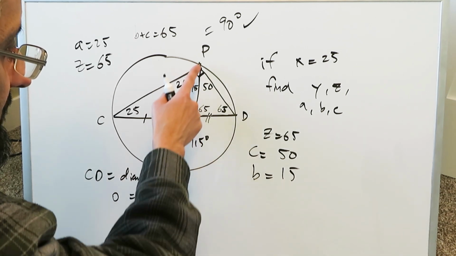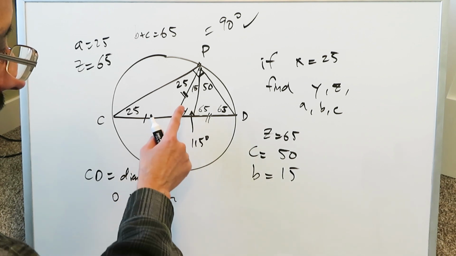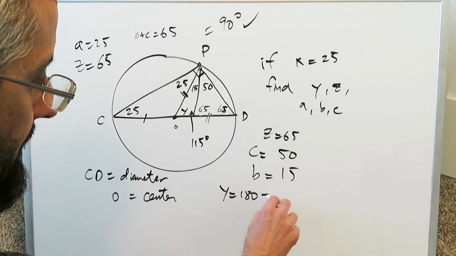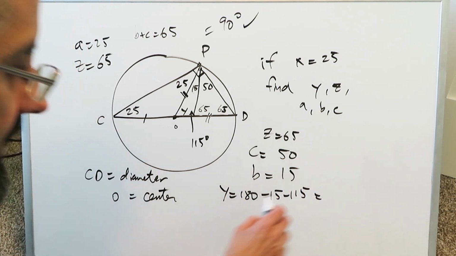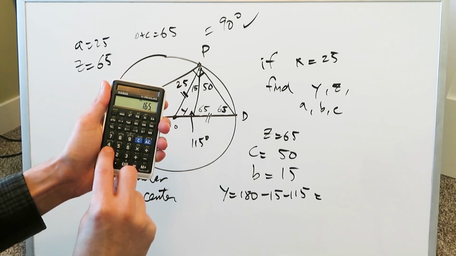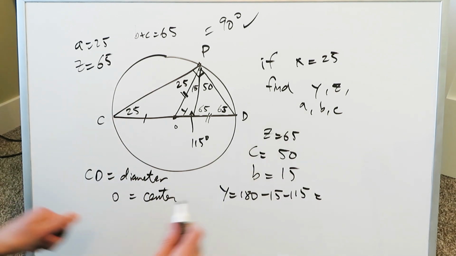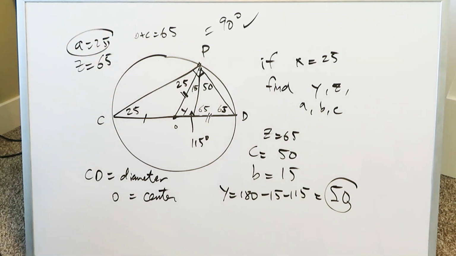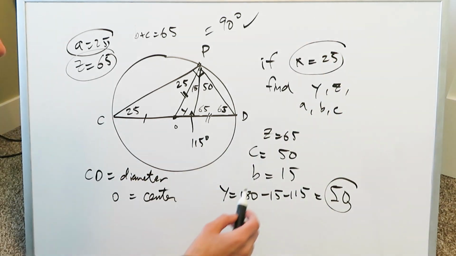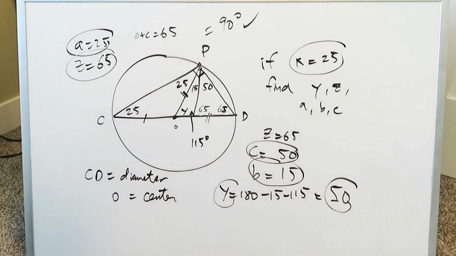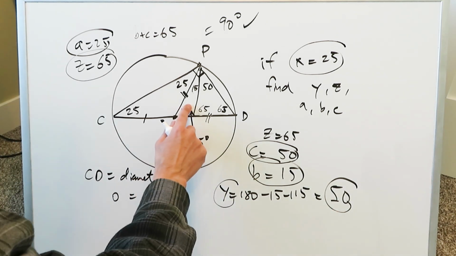Now for this obtuse triangle right here, we have three angles. We have a Y, 115, and a 15. You can easily determine Y. Y will be equal to 180 minus 15 minus 115, and that will give you the answer that you need. It'll be 50 degrees. So let's put what we have. A is 25 degrees, Z is 65 degrees, X equals 25 already provided, C is equal to 50, B is equal to 15, and Y is equal to 50.